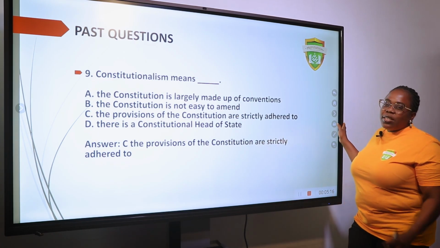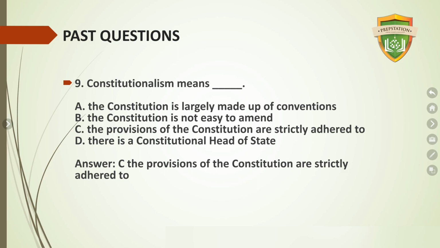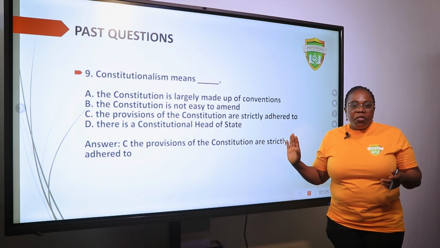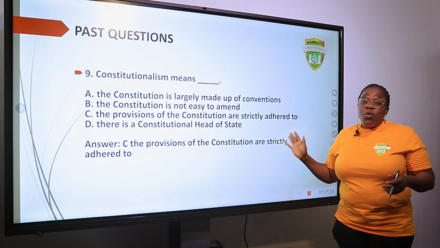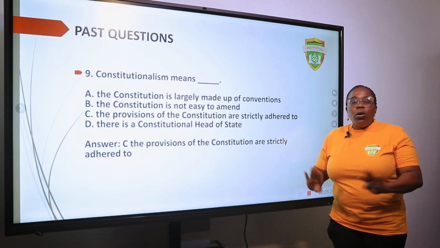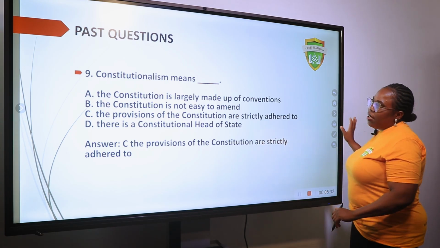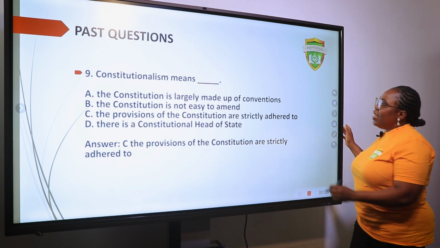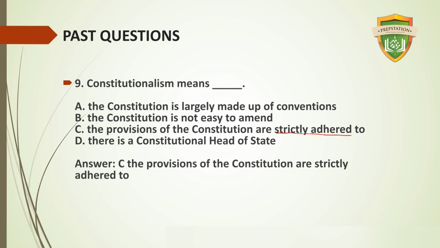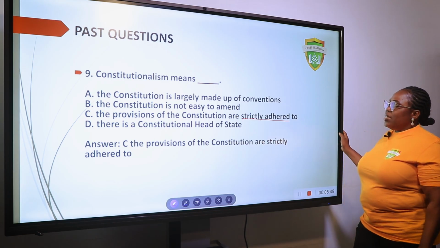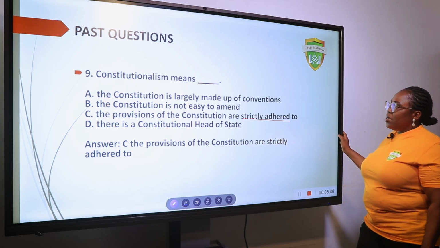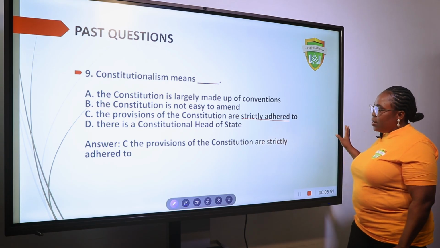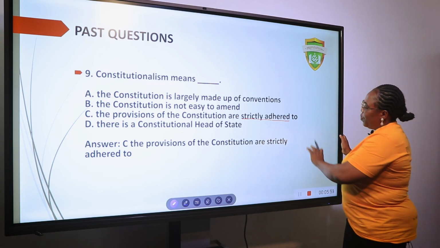Number 9. It says constitutionalism means dash. I hope you know that all those questions are JAMB questions. So when you see some of them repeating themselves in different forms, they are all JAMB past questions. It says constitutionalism means dash. The answer is C, like we said earlier on, strict adherence. That's the key word here. Strict adherence to, so that is the answer. So that's what constitutionalism means. Okay, let's continue.